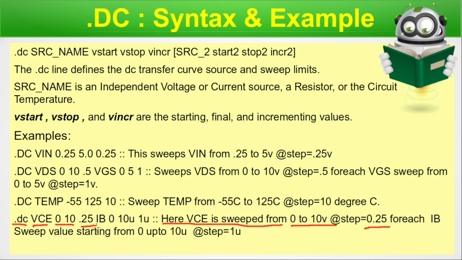Now here again we have another source. This is a current source, and it starts at 0 and goes to 10 micro at the step of 1 micro. How do we interpret it? Sweep the value of IB starting from 0 to 10 micro at the step of 1 micro. And you know the unit of current is ampere, so we add an A, that means microampere. So you have learned how to do the current sweep along with a voltage sweep in this particular statement.